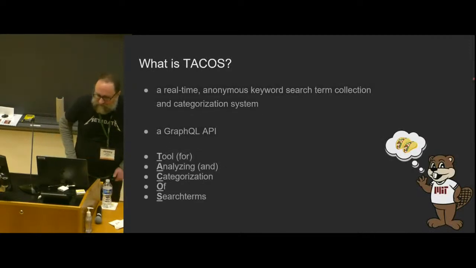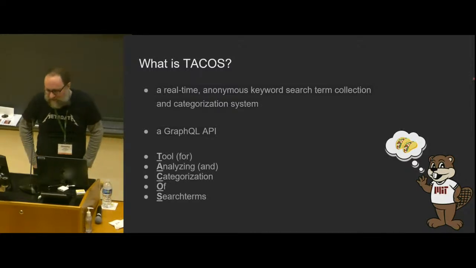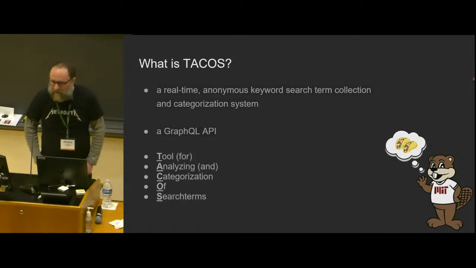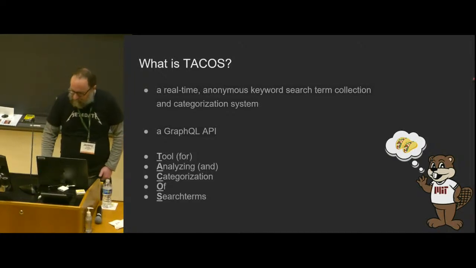What is TACOS? TACOS is a real-time anonymous keyword search term collection and categorization system. It's a GraphQL API, and it stands for a tool for analyzing and categorization of search terms.